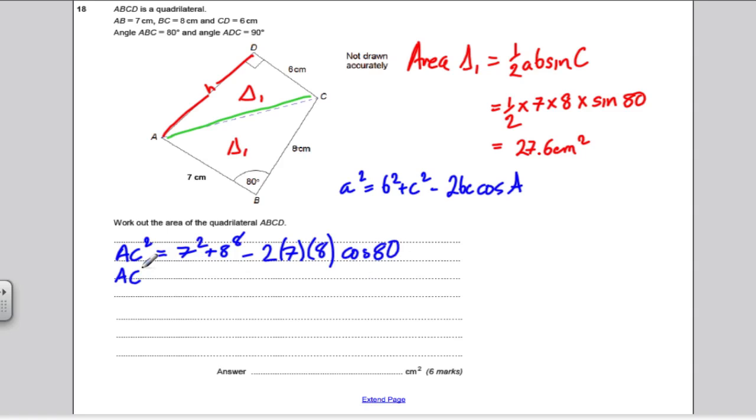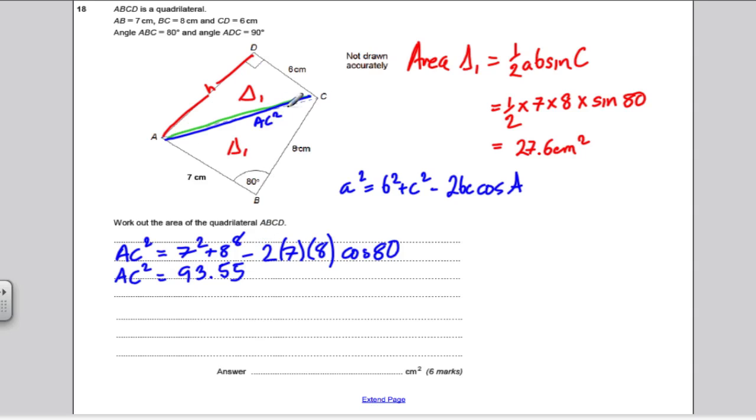So that would get us that AC squared is, we type it in the calculator, 7 squared plus 8 squared minus 2 times 7 times 8 times cos 80, and make sure our calculator is in degrees mode, we get AC squared is 93.55. So we know now this side squared. We know what AC squared is.